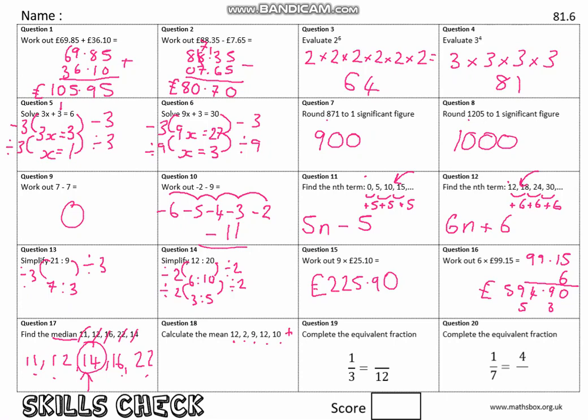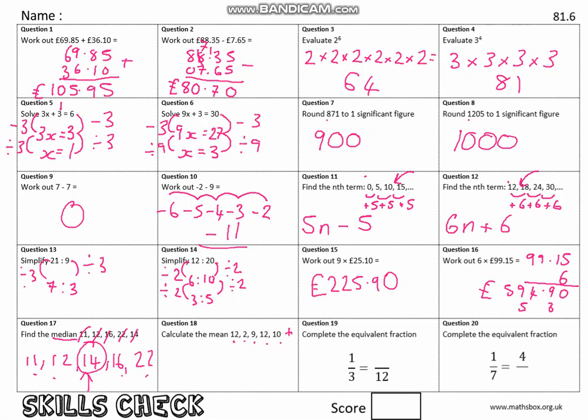So the first thing we need to do is add these numbers together. So we could try and do this in our heads. So if we did 12 plus 2, that would equal 14. Then if I added the 10, I'd have 24. And then if I added the 12, I'd have 36. And then if I added the 9, I would have 45.